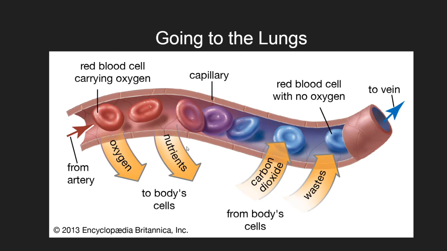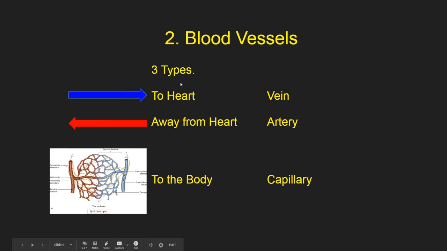Simplified circulatory system diagram. Red blood cells, as they move through, the oxygen and nutrients diffuse out, the carbon dioxide and waste diffuses in. Keep in mind our three types of blood vessels. Veins go to the heart, bring that old deoxygenated blood. Arteries move away from the heart, taking blood that now is full of oxygen. It's ready to deliver. And capillaries are responsible for taking blood to the body.